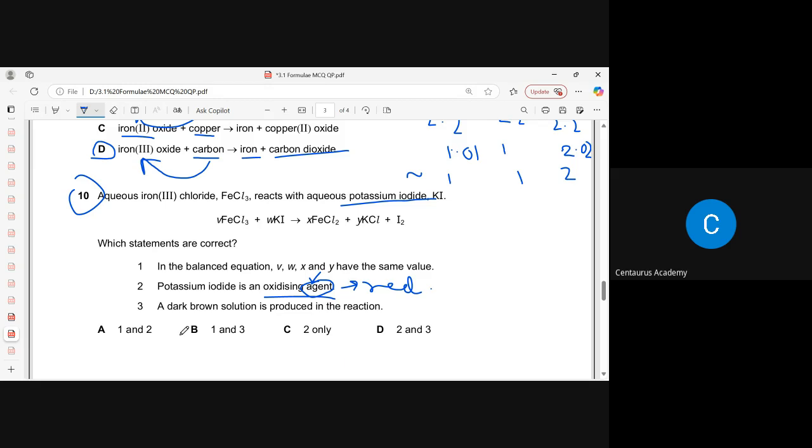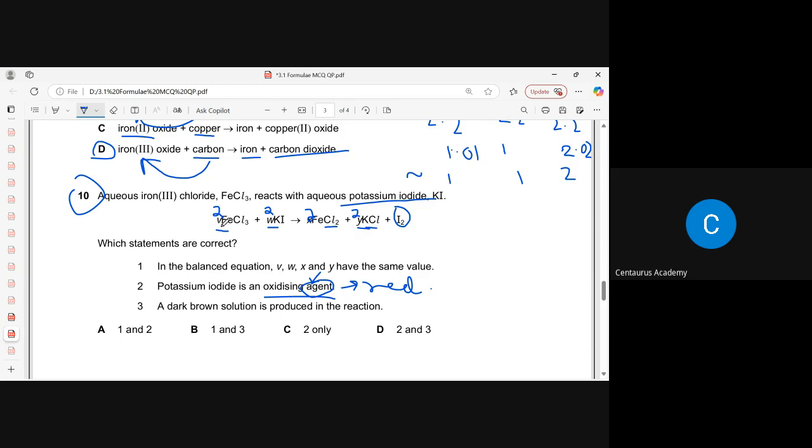All right. So which statements do you think are correct? In the balanced equation, V, W, X, Y have the same value. Now, if you look into this, we have iodine only here on the right hand side, which means this is 2 and there's no coefficient attached to it, right? So this W has to be 2. If this is 2, this is 2, and this is 2, all of them are the same value. Then is the equation completely balanced? Let's check. So 2 iron, 2 potassium, 2 potassium, 2 chlorine, and 4 here.